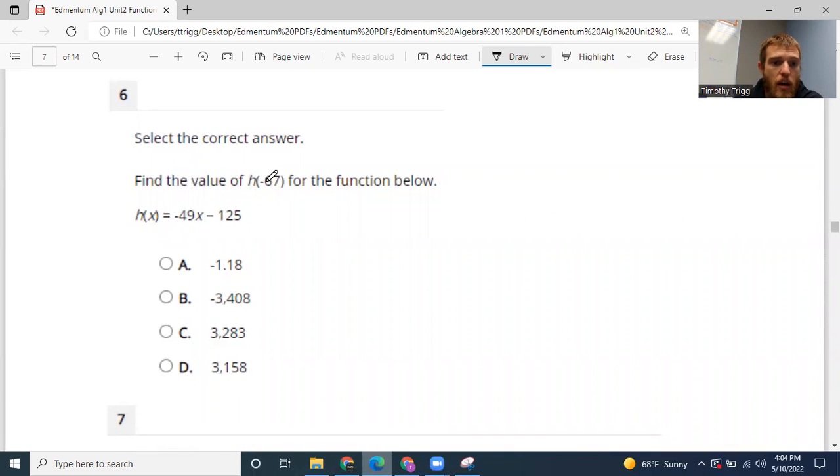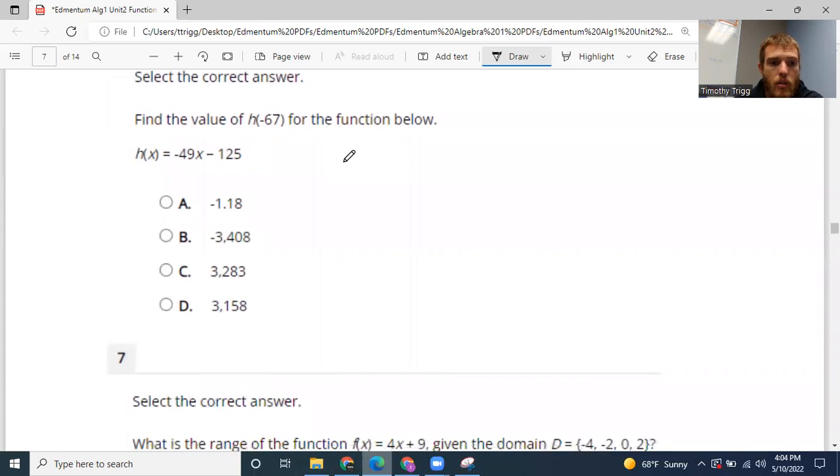Find the value of h of negative 67 in the function below. So h of negative 67 means we're going to replace the x with this input of negative 67. So it'll be negative 49 times negative 67 minus 125. Okay, so go ahead and work out what that is. Remember, a negative times a negative is a positive.